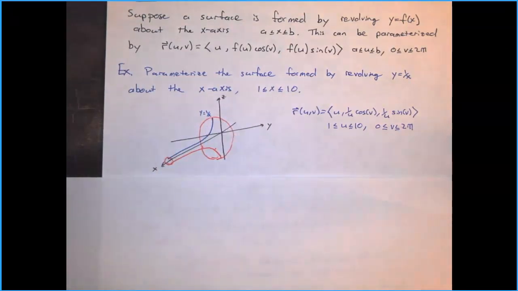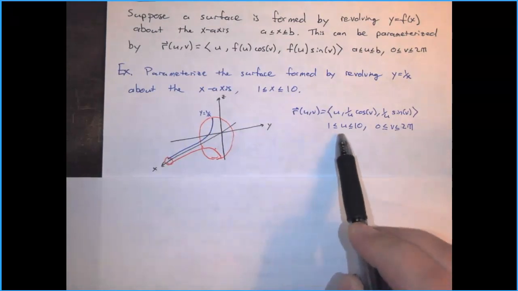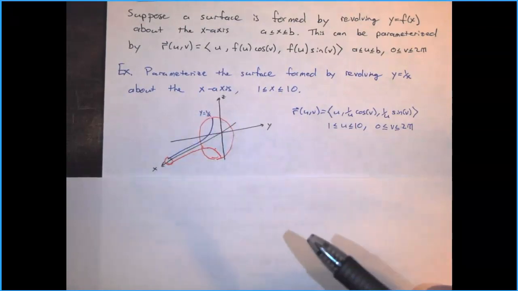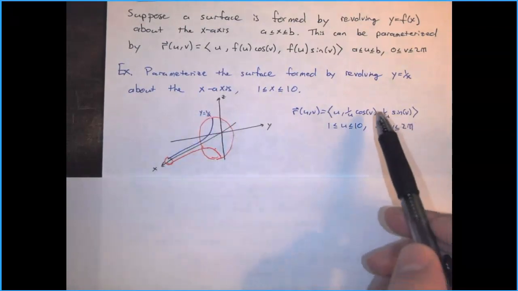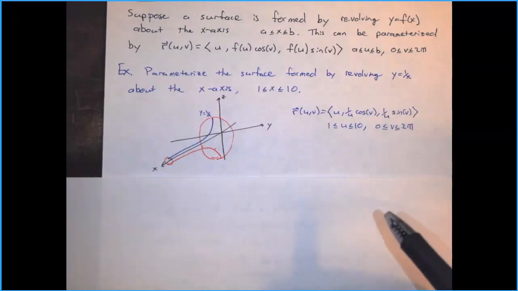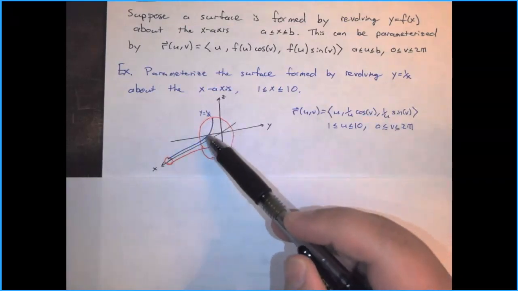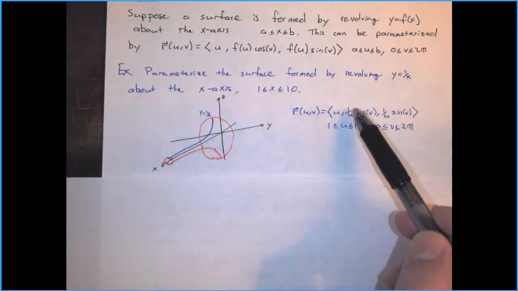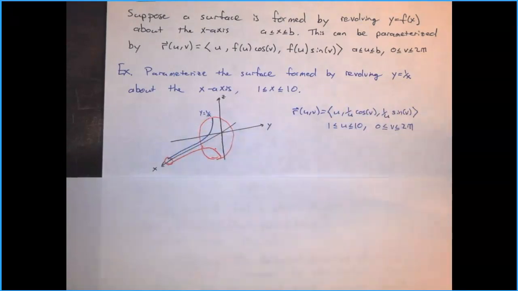Now to parameterize this, x is going from 1 to 10, so I'm going to let that be my first parameter u. And then these circles, making circles in the z and y direction, so I have cosine v, sine v, where v is acting as theta, and then the radius of each circle is given by how far out we're going to get to this function, so the radius is just 1 over u, because the function is 1 over x. Okay, so there's a bunch of examples of parameterizing surfaces.